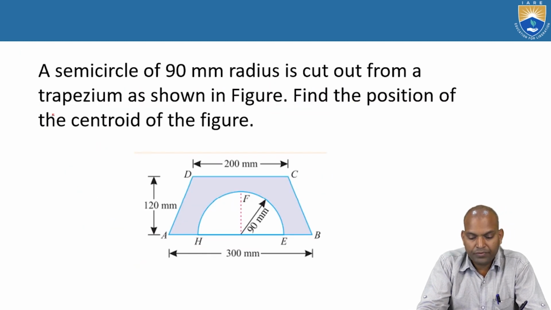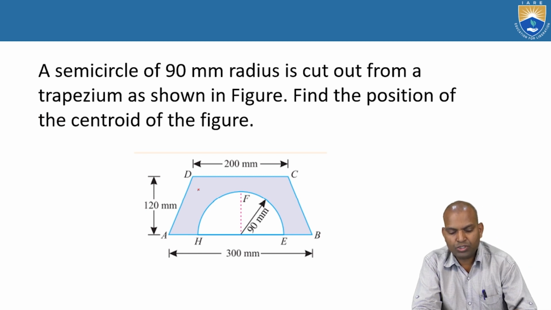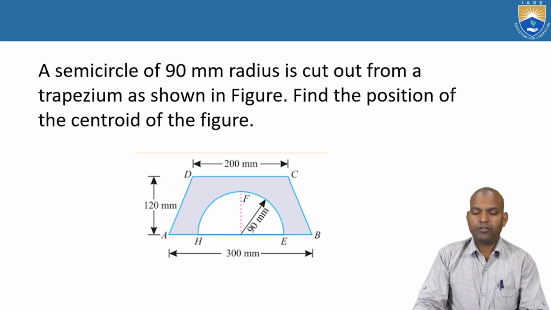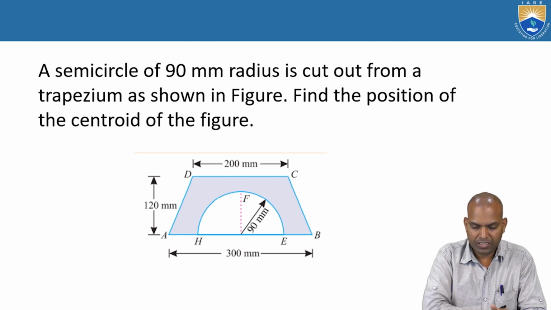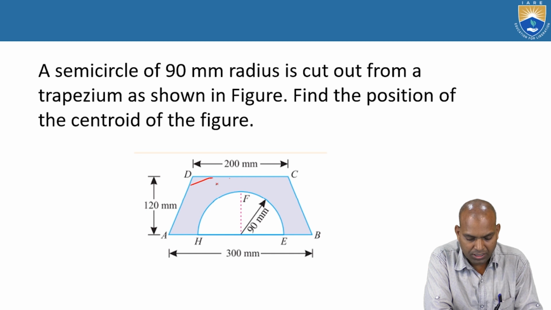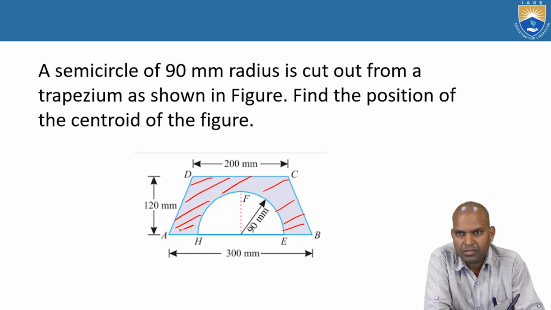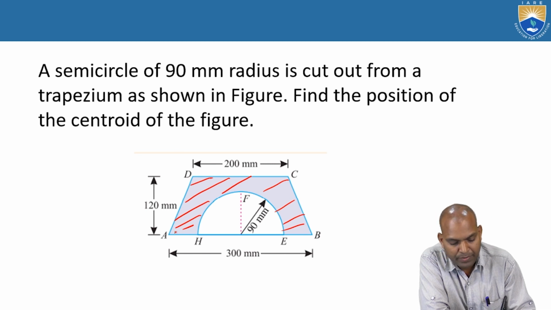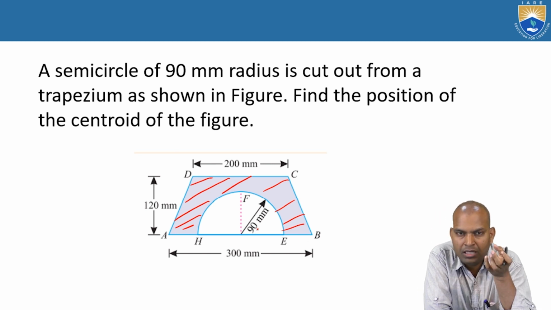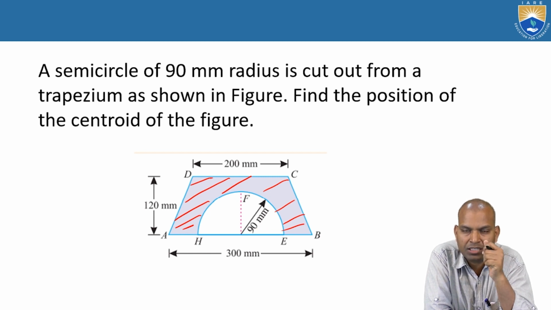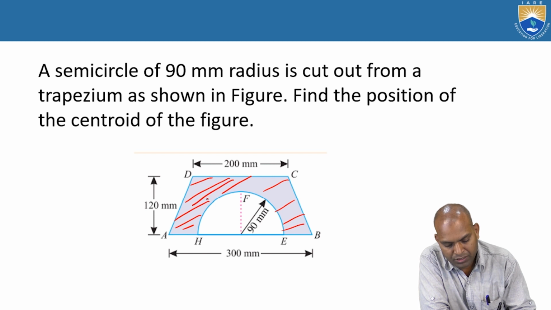A semicircle of 90 millimeters radius is cut out from a trapezium as shown in the figure. Find out the position of the centroid of this figure. How to calculate the position of the centroid? This is the hollow section and this is the solid section. This is completely solid. The concept for hollow sections is to consider the main section as the whole section, completely solid. From that, subtract the semicircle section.